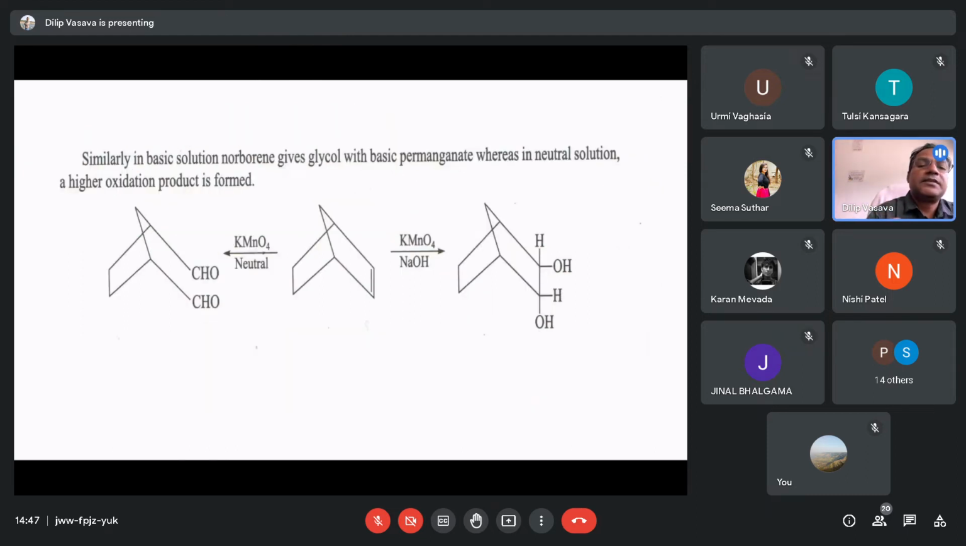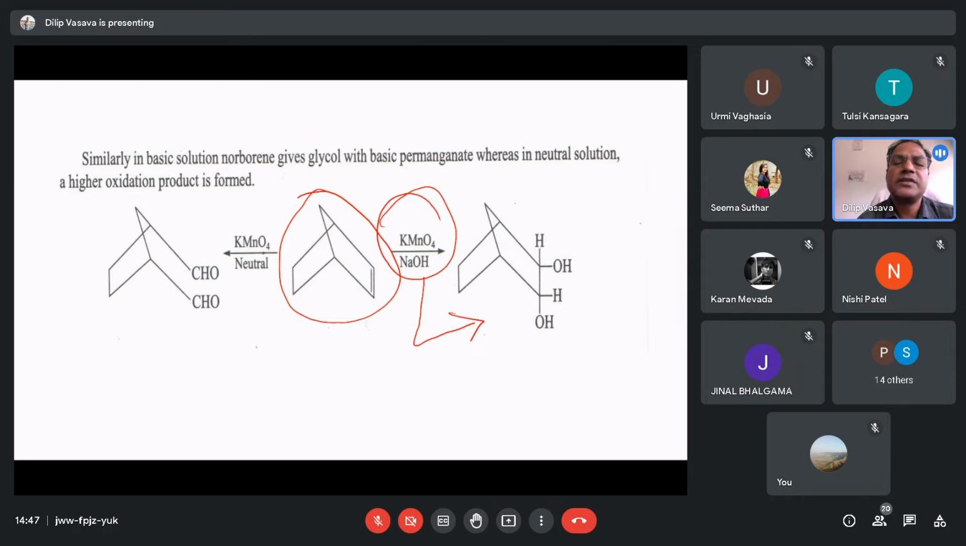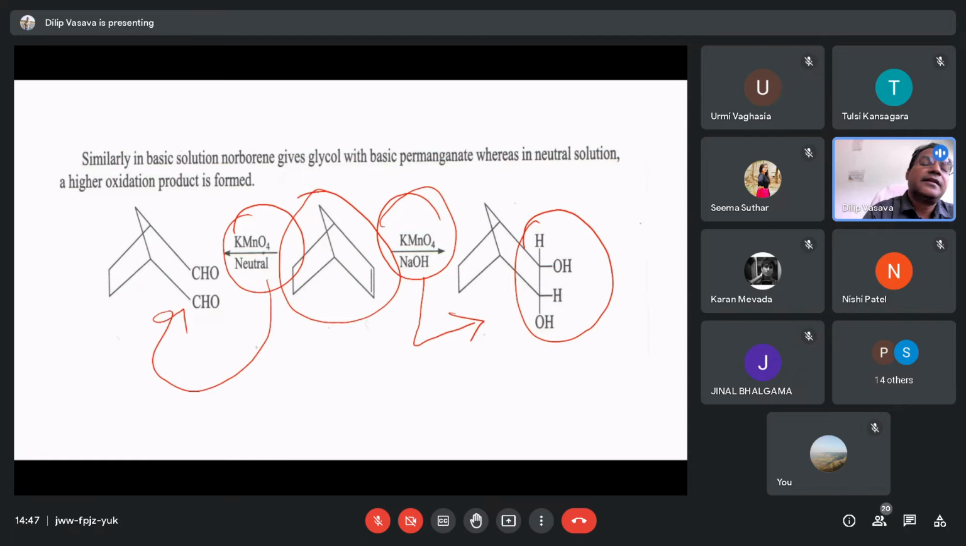Now this is one of the observations that you can see: when KMnO4 is alkaline, when KMnO4 is dissolved in NaOH or an alkaline solution is utilized, then it gives the diol. But when the KMnO4 solution is kept neutral, then it can be the aldehyde. That is the difference between the alkali medium and the neutral medium.